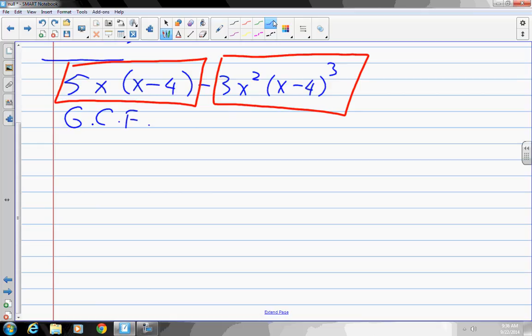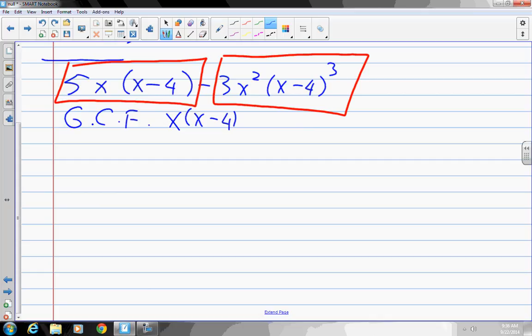So what do they share? Yes, x minus 4. I agree with that. Is there anything else? Is there another factor that belongs to both expressions? Just x. So the lowest power is 1. So it's x times x minus 4. That is the greatest common factor for these two expressions.